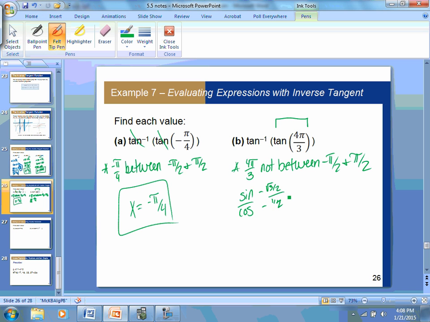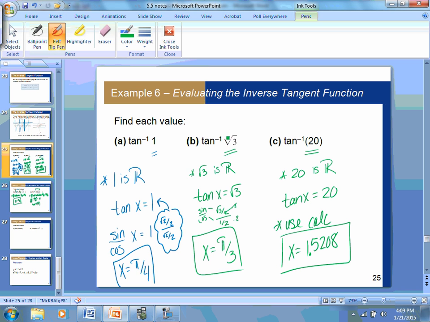They were both negative, so the negatives will cancel. And then the half here and the half here, they also cancel. So if I multiplied by 2, if I multiplied by the reciprocal, the 2's would cancel. So I end up getting the square root of 3. So the tangent of 4 pi over 3 is really the square root of 3. So now this problem is the inverse tangent of the square root of 3, which we actually did on our previous problem here.